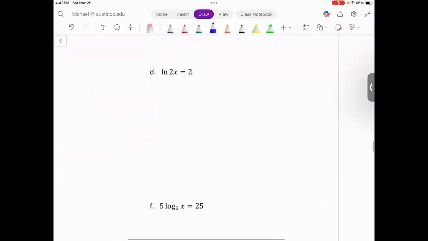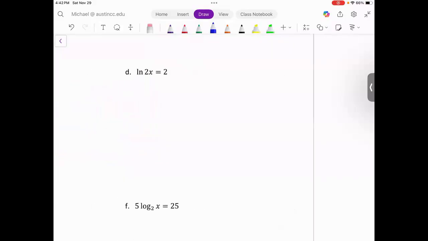Now we've got natural log of 2x equals 2. So we already have that log on the left side all by itself, so we can immediately convert to exponential form. Natural log has a base of e, so e to the 2 equals 2x. We divide each side by 2, we're going to get e squared over 2. And that we can just put straight into our calculator. And we get 3.695.